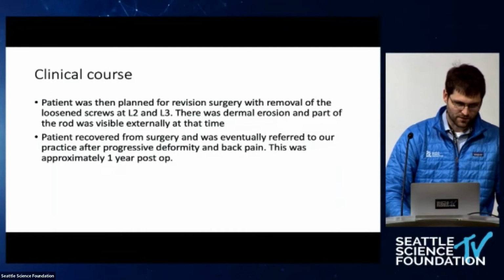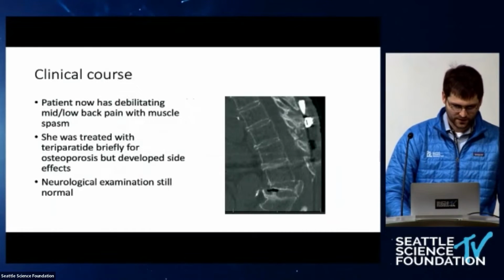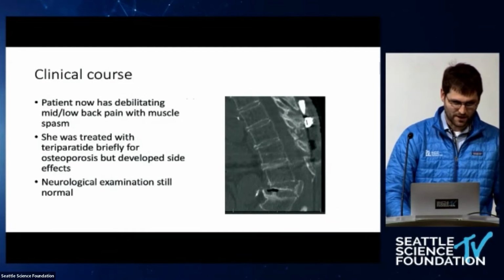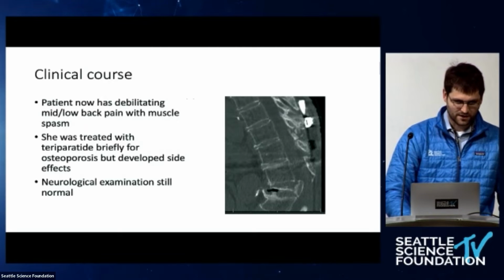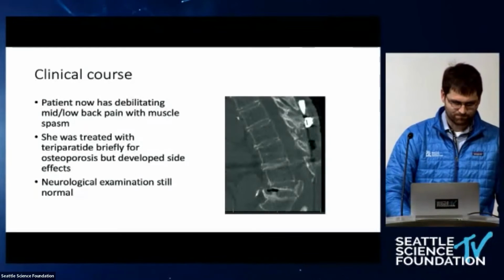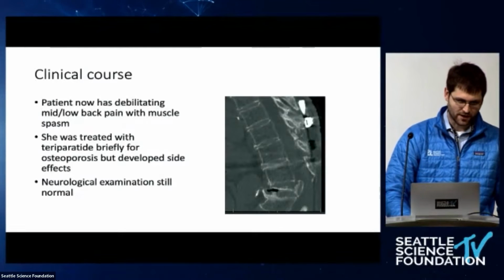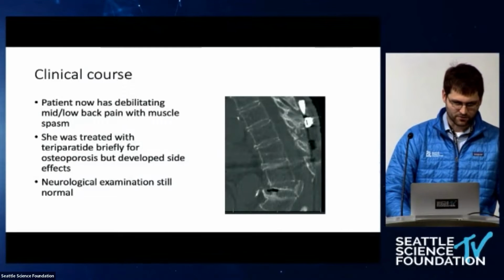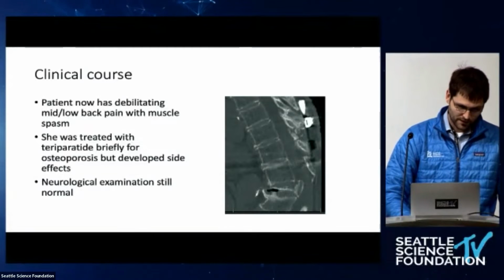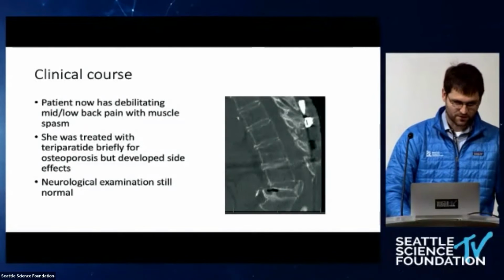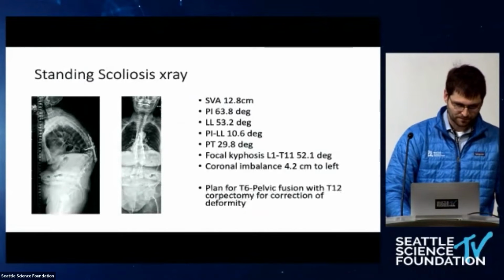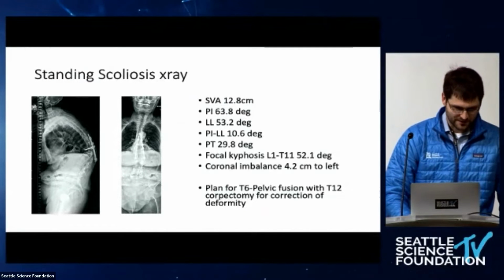The patient recovered, but was still having severe back pain, and was then seen in our clinic about a year afterward. She's now having debilitating mid to low back pain and muscle spasms. She'd been treated for her osteoporosis with teriparatide, or Forteo, the brand name, briefly, but she developed some nondescript side effects. So she still has terrible bone quality, but a neurologic exam still normal. She's just completely debilitated.